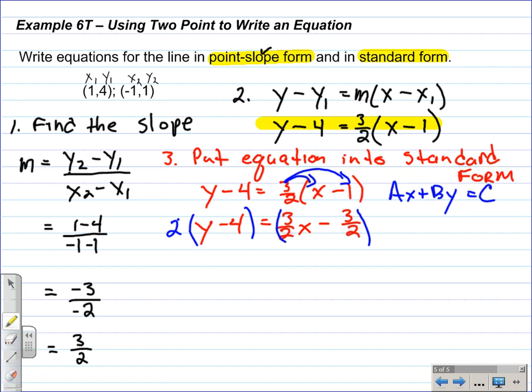So I'm going to distribute this 2 on the left-hand side to give me 2y minus 8. And on the right one I distribute the 2. 2 times 3 halves is going to give me 3, and since it was a minus 3 halves, it'll be a minus 3. And 2 times 3 halves x is going to give me 3x. So 3x minus 3. I'm going to write that in red.